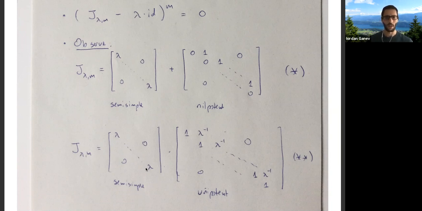And a unipotent matrix. So it's just this. So now we have ones along the diagonal and lambda inverses along the super diagonal. So this is unipotent. And now we have a product, not a sum. And I guess I'm assuming that lambda is invertible here. So yeah, maybe I should have made a note here, but this only works if lambda is invertible. So I'll call this star star.